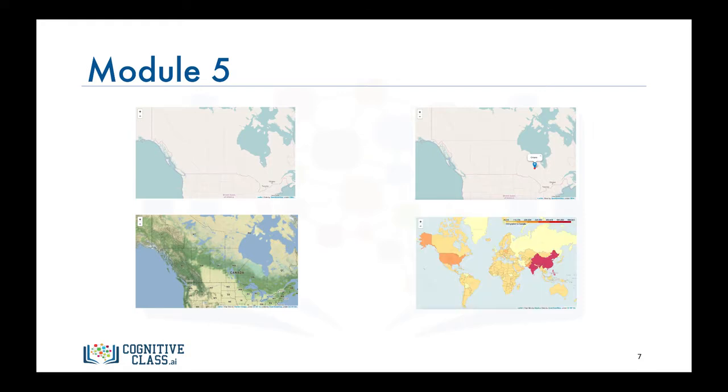Finally, in Module 5, we will explore another library, Folium, which was built primarily to visualize geospatial data. So we will learn how to create maps of different regions of the world, superimpose markers of different shapes on top of the maps, and learn how to create choropleth maps.